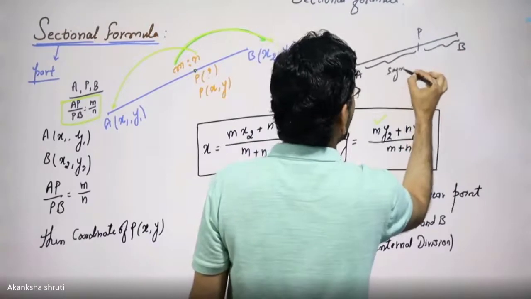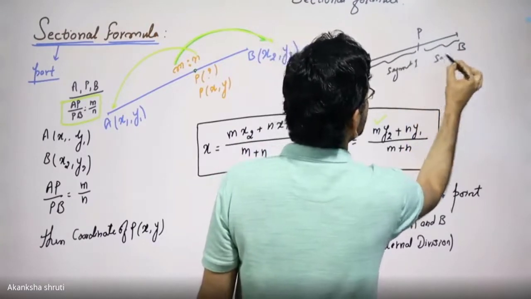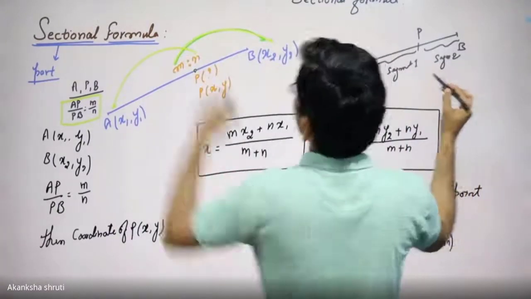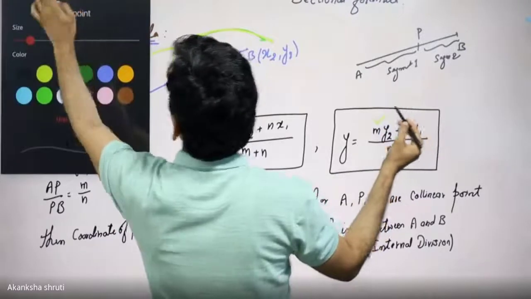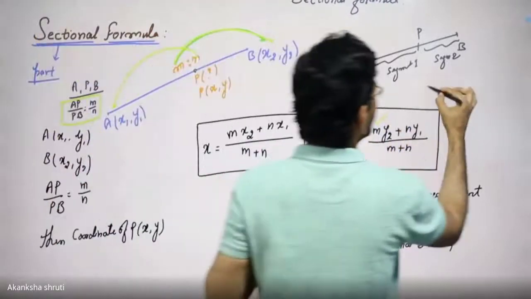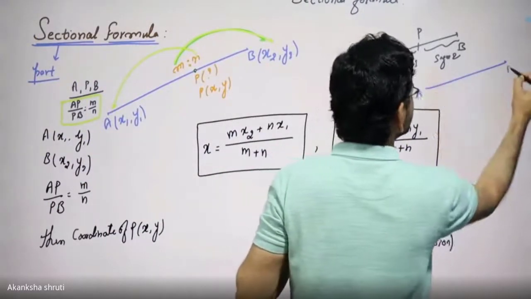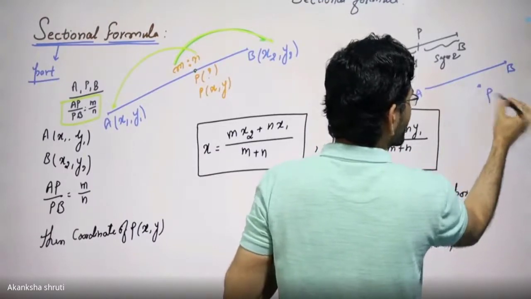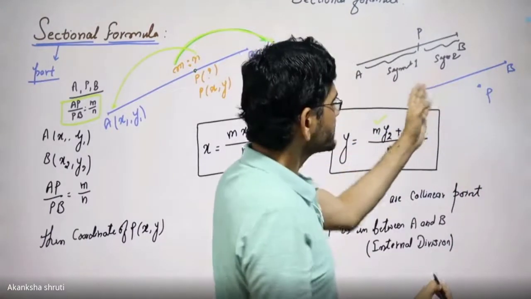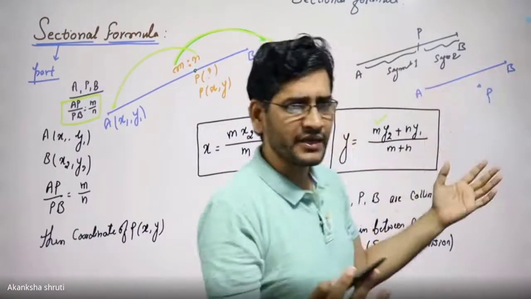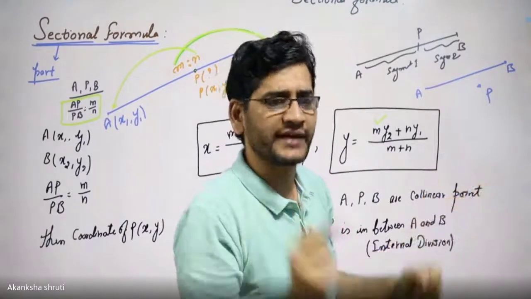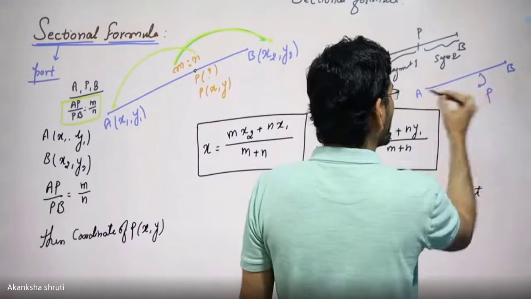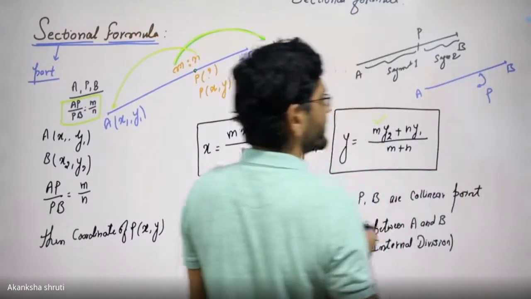So this is segment 1, this is segment 2. Students, if we are taking this A and B like this, and we are taking the point P here, then this P is not forming any segment of AB. So no question of sectional formula at that time. Keep in mind.